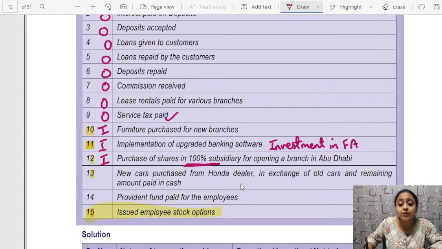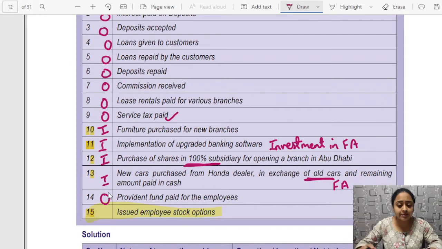New car purchased from Honda dealer in exchange of old cars and remaining amount paid in cash. The remaining amount will be treated as cash inflow and outflow in the cash flow statement. Other than that, will not be included in the cash flow statement. Since this is a Honda dealer and the car is a fixed asset for the business, this will be treated as investment and not operating. Provident fund paid for the employees, this is normal operating. Whatever expenses you are doing for employees are included in operating.